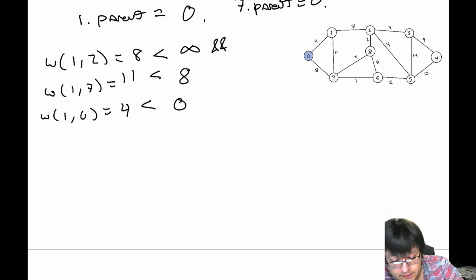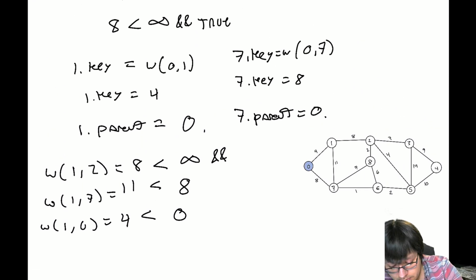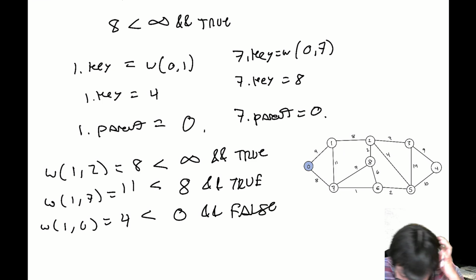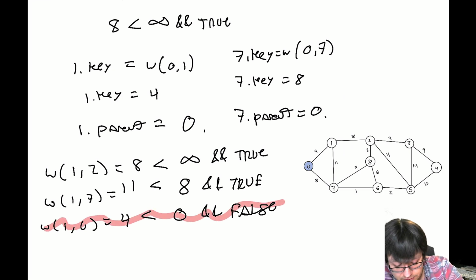And are they visited? For 2, is it not visited? And that's true, it's not visited. For 7, it's not visited yet. However, this is false because it has been visited, and we don't want to mess with it. So because this is false, then that's out of the picture. We don't even touch that.